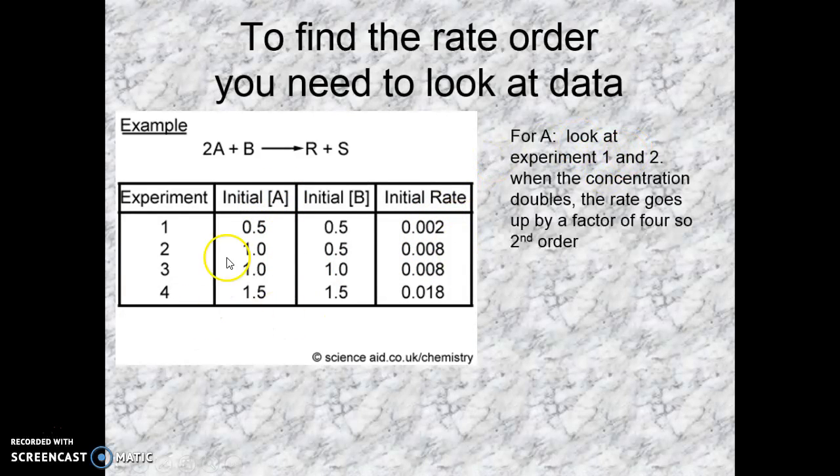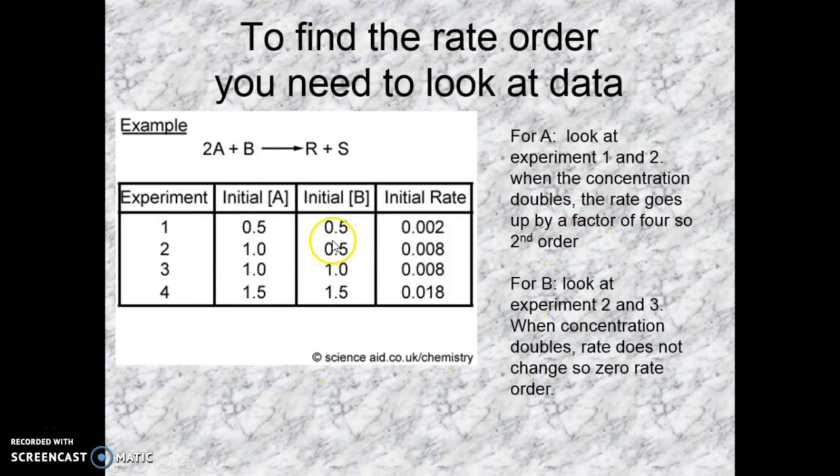So for 1 and 2, I can see that as I double the concentration, the rate goes up by a factor of 4. So this is a perfect example of a second order for substance A. It is simply a coincidence that there is a coefficient 2 there. It doesn't have to be second order just because there's a 2 there. This 2 has nothing to do with this 2.